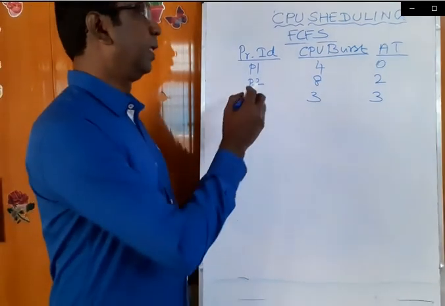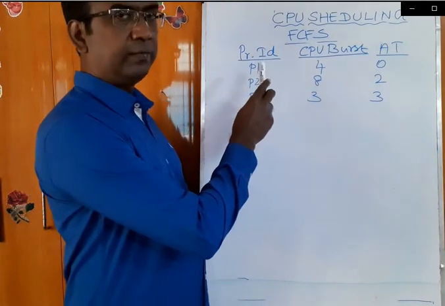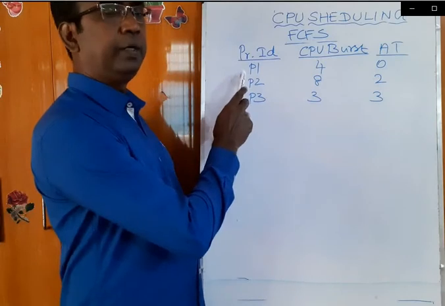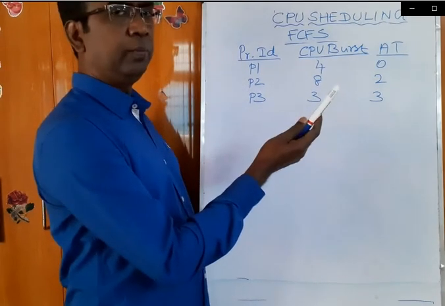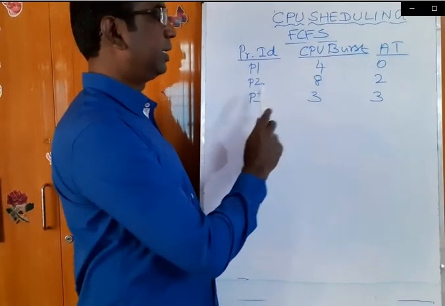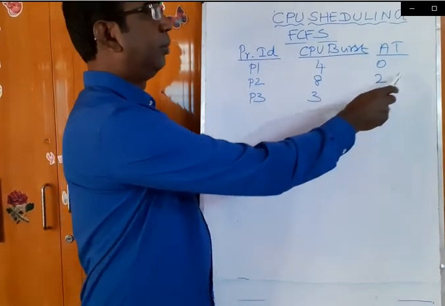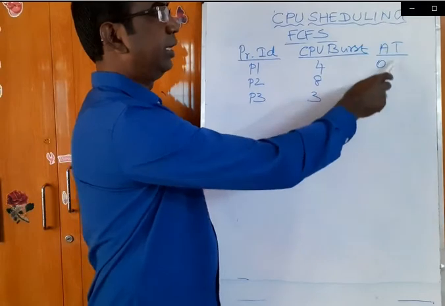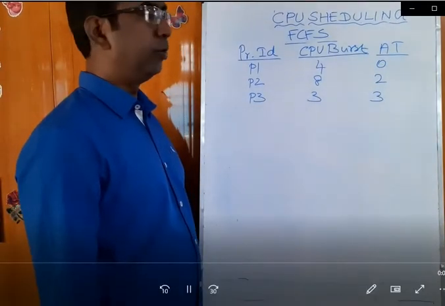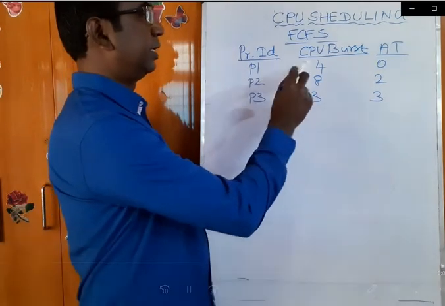Listen carefully. According to this first come first serve problem, we have three processes P1, P2 and P3. Already you know burst time. Process P1 burst time is 4, P2 it is 8, P3 it is 3. Now importantly, you see the arrival time for each process. All time must be considered as seconds, as you know. So what does it say?